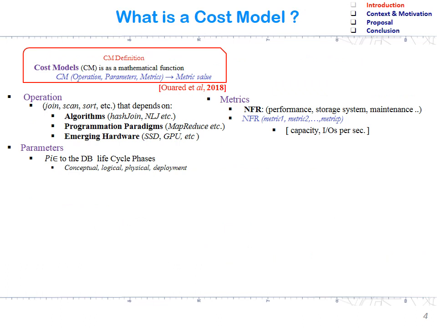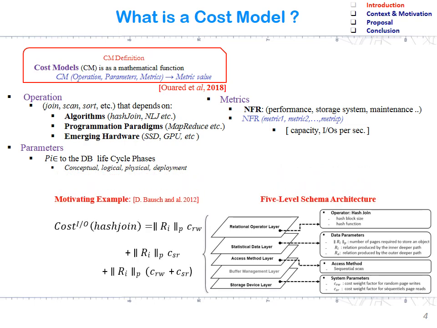So, what is a database cost model? A cost model is a mathematical function assigned to each operation, with parameters and metric values. An operation is a relational algebra operation like join, scan, or sort. Each operation depends on the algorithm implementation like hash join, programming paradigms like MapReduce, and emerging hardware like new storage devices and processing devices. Parameters depend on the database lifecycle phases: requirement, conceptual design, logical design, physical design, and deployment. A set of metrics quantifies one non-functional requirement like I/O cost or CPU cost.